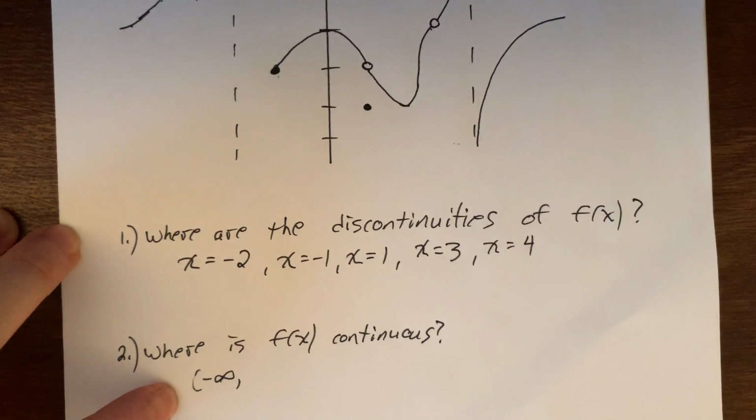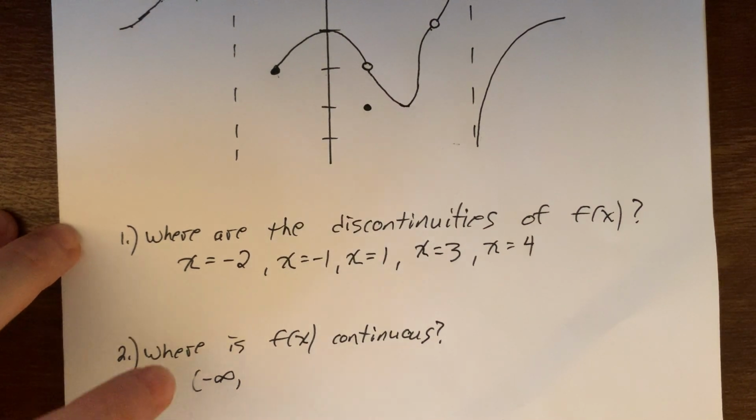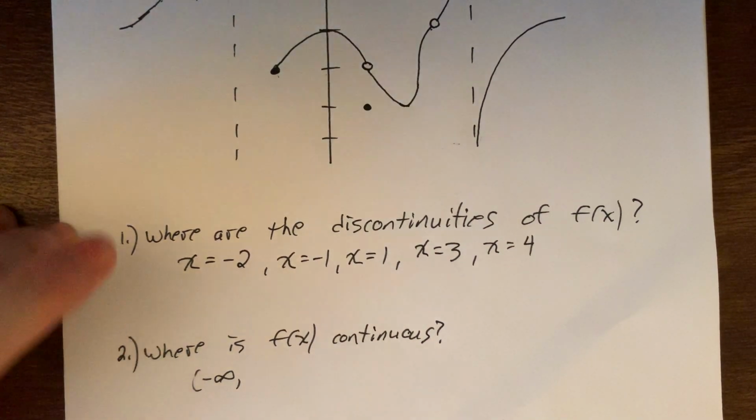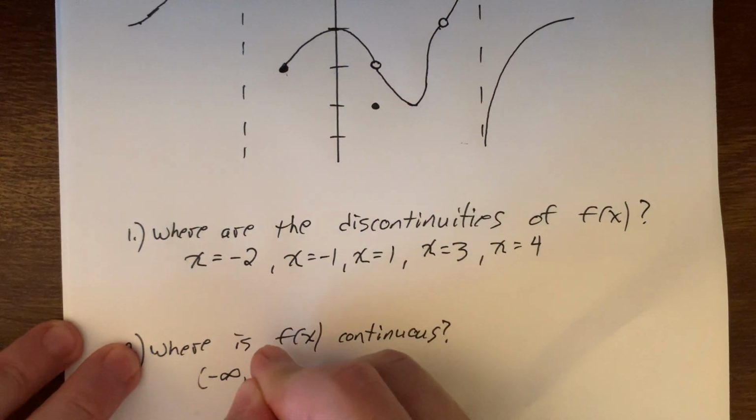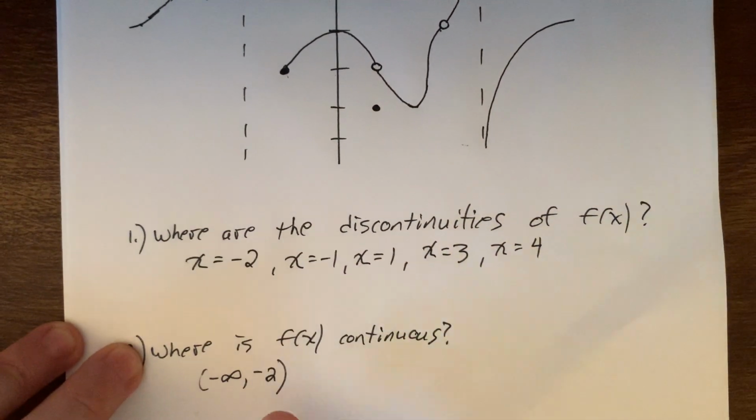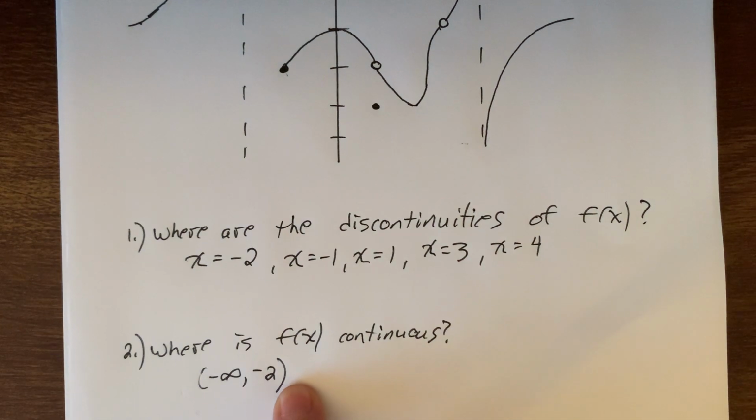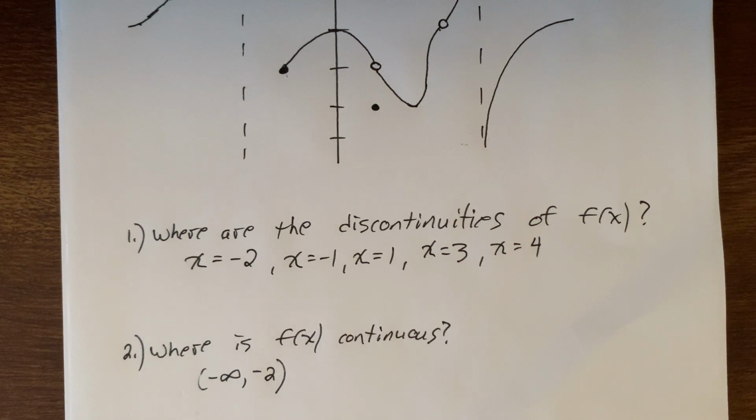Remember, infinity, positive or negative, is a concept, not a real number, so that always gets the parenthesis. You can't actually get there. You can't get to or reach infinity to actually include it, so it always gets the parenthesis. And then we have our discontinuity at -2, so that also gets a parenthesis. It's continuous everywhere before -2, but then right at -2, it's not continuous.